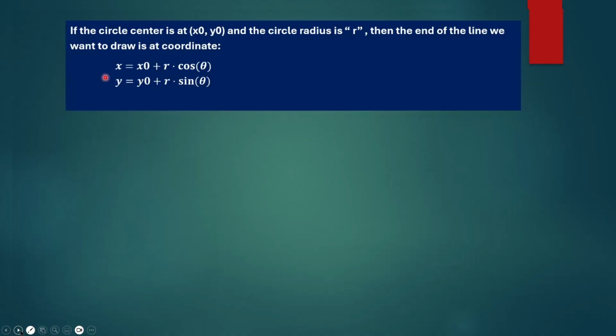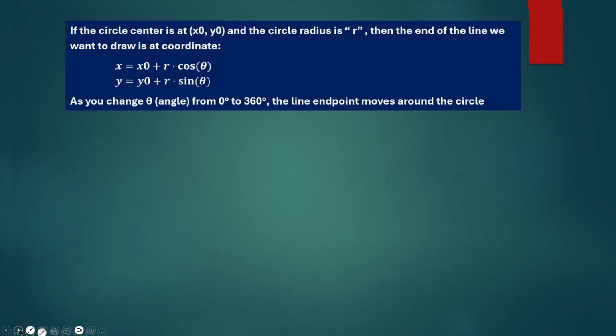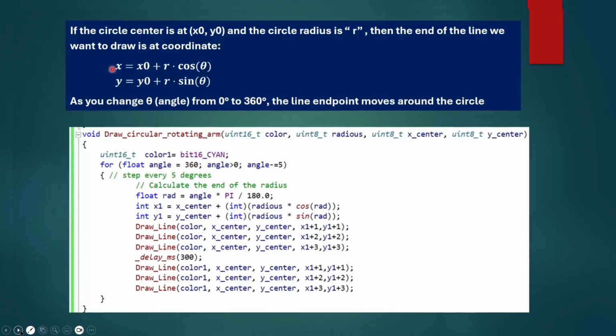So basically what we're going to do is draw lines that start at the center of the circle, x0, y0, and end at a point on the circle, x, y, where x is x sub 0 plus r cosine of theta, and y is y sub 0 plus r sine of theta. Now, as we change the angle from 0 to 360, the line endpoint moves around the circle. So let's look at the code and how we do this.